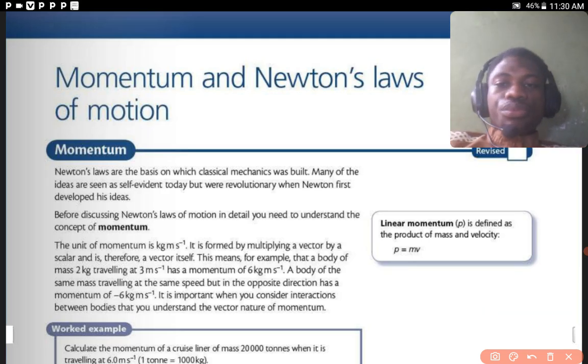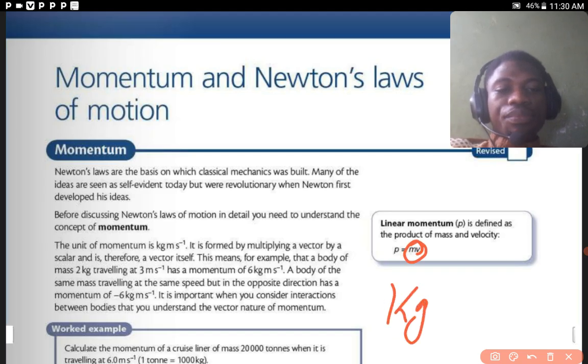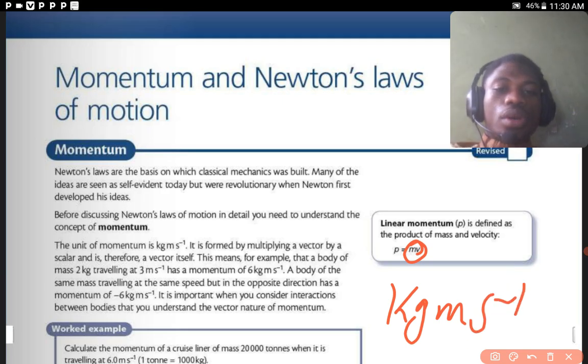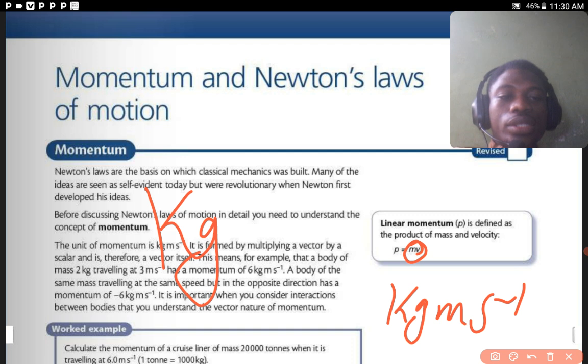Since momentum P is mv, the unit of momentum is the unit of mv, which is kilogram meters per second. So anytime you want to calculate momentum, make sure the mass is in kilogram and the velocity is in meters per second.